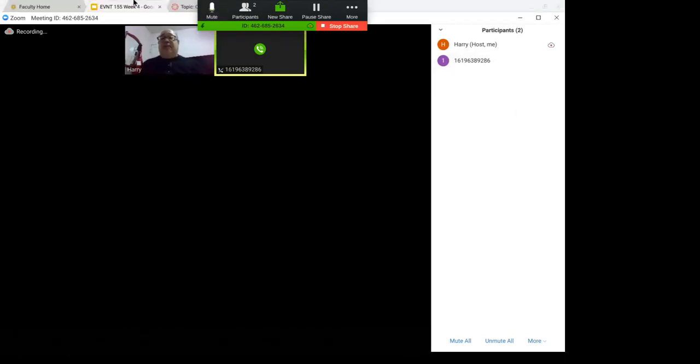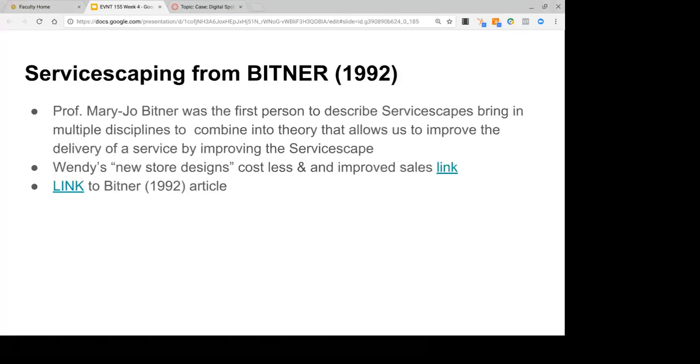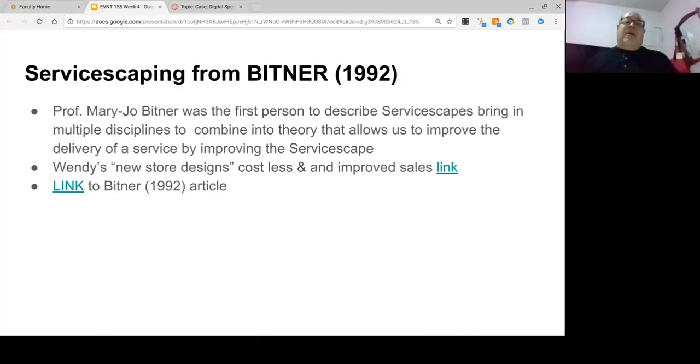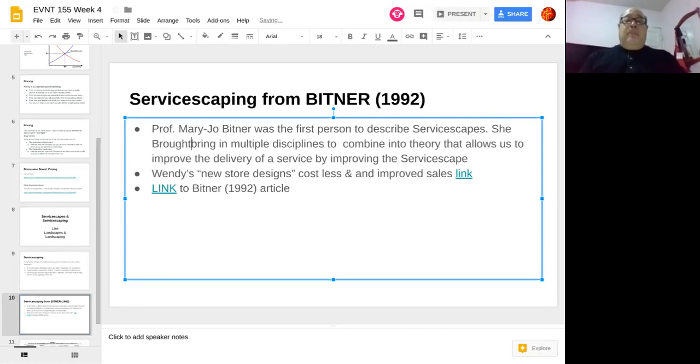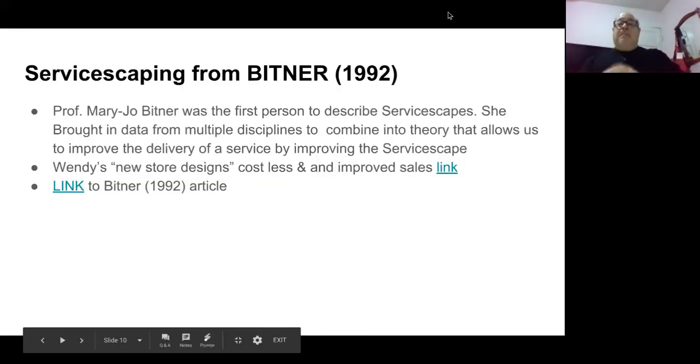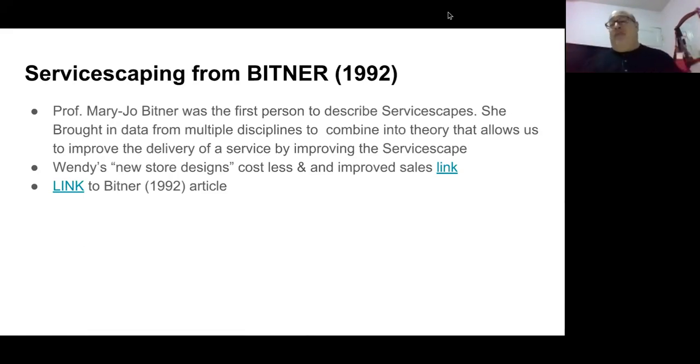All right, so here we go. Servicescapes or servicescaping comes from a person named Professor Mary Jo Bitner, from 1992. Mary Jo was the first person to describe servicescaping. She brought in data from multiple disciplines to combine into this theory that allows us to improve the delivery of a service by improving the servicescape. It may seem very theoretical at this point.